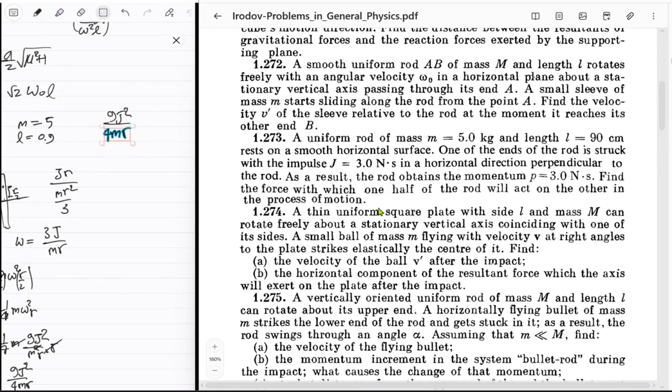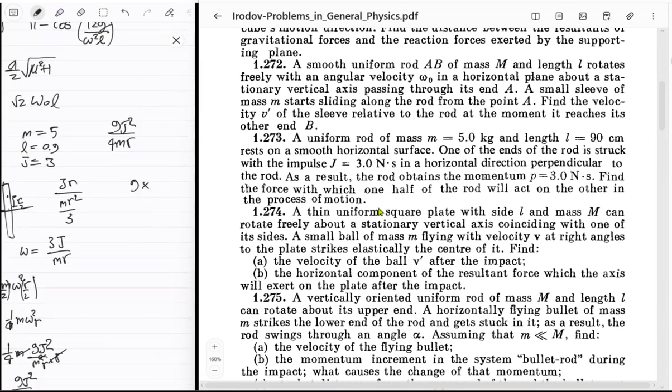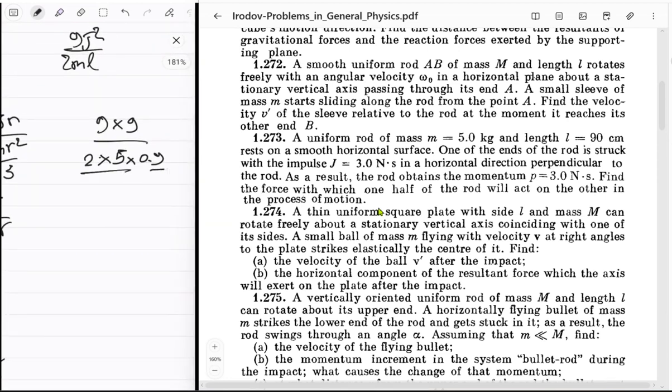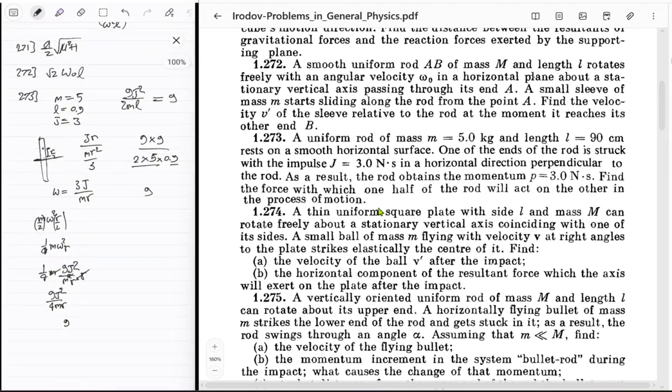And what is this equal to? 9 times j squared. What is j once again? 3. Okay. So 9 times 9 upon 4 times mass times r, and the length is r upon 2, so you just write it like that. That's better: 2ml. And the length is 0.9. Perfect. This is 10, so the 9 cancels, and 9 is the value. Next question.